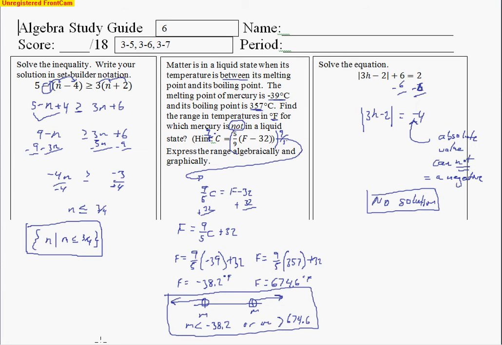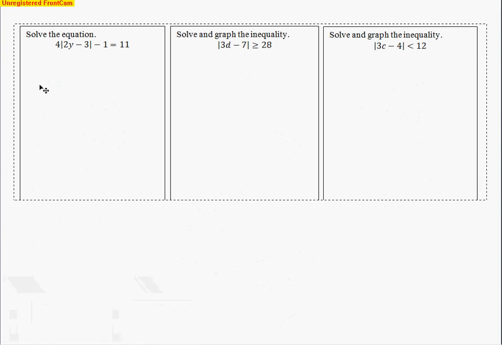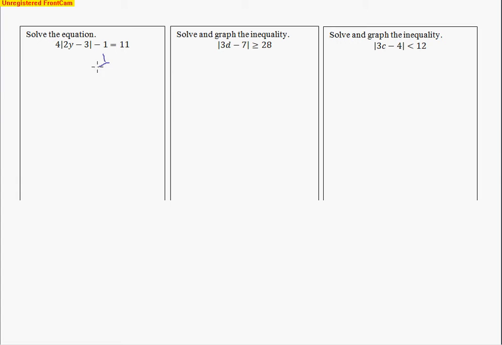Let's take a look at the next set of 3 problems. It says we're supposed to solve this equation, and we'll just go ahead and do some opposite operations. So I'll add 1 to all sides. Notice I still have this 4 in front of the absolute value bars. And so that means that it's being multiplied, so I'm going to do an opposite operation to undo that. I'm going to divide. So now I have 2y minus 3 inside some absolute value bars equals 3.